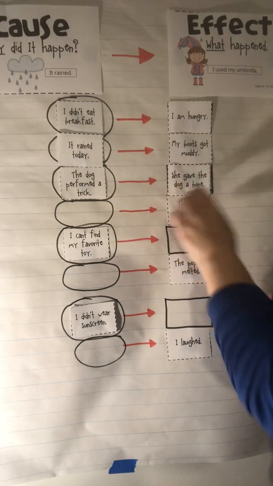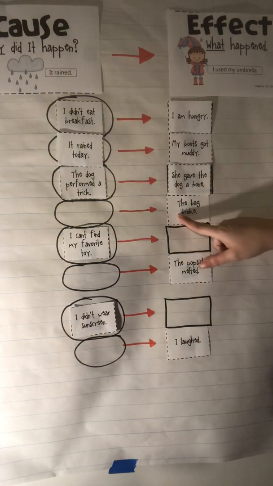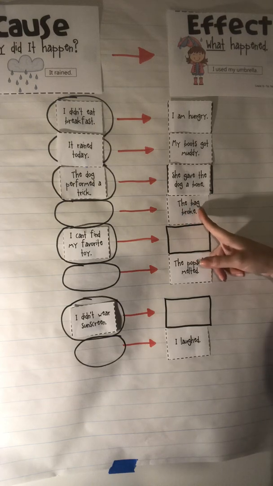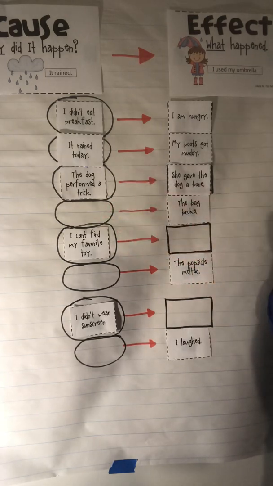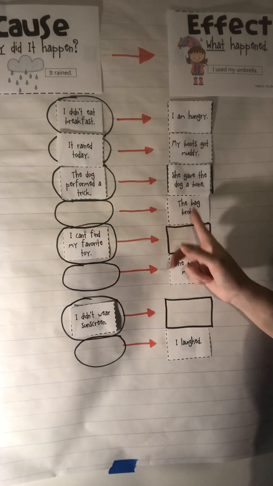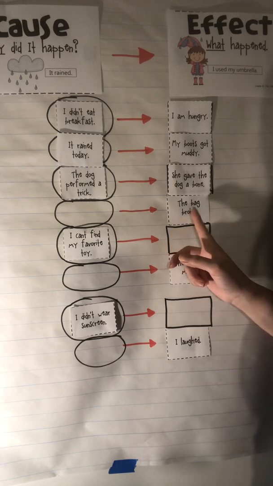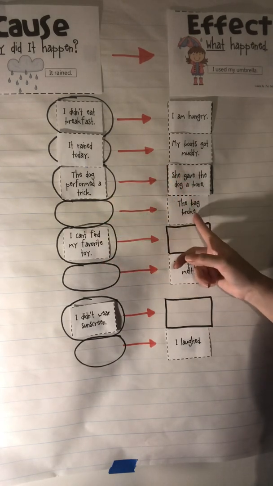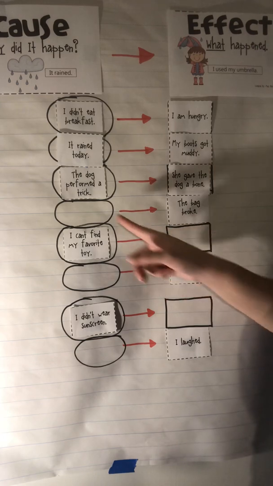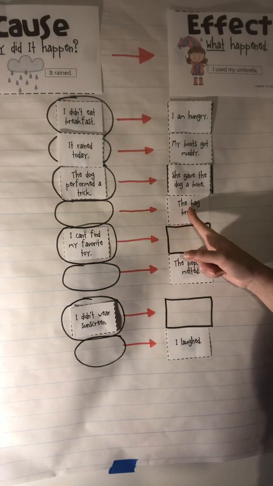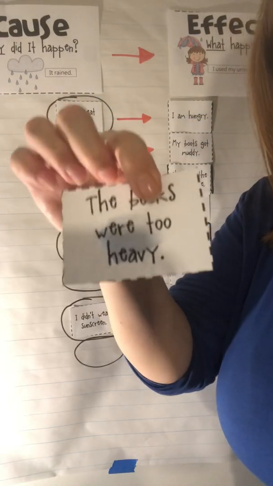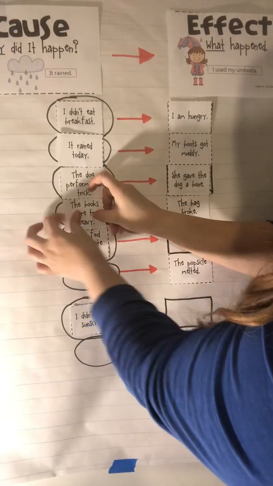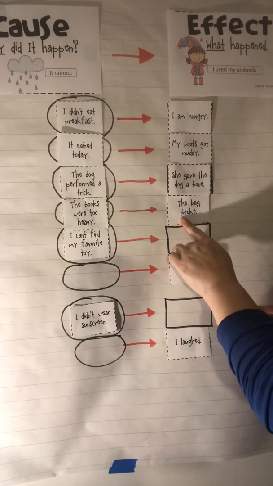Cause, effect. Now the effect over here is that the bag broke. So this is what happened. My bag broke. What do you think caused my bag to break? It was hot outside, so my bag broke? No. I cried, so my bag broke? No. My books were too heavy, so my bag broke? Yes. So the cause is that my books are too heavy. Because my books are too heavy, my bag broke.